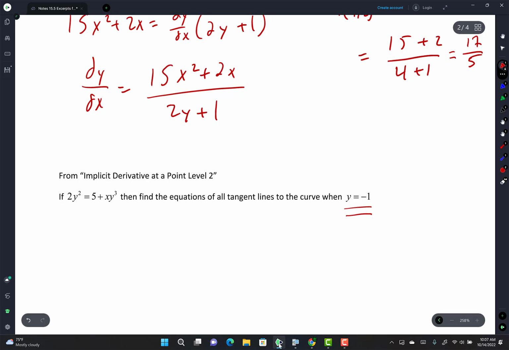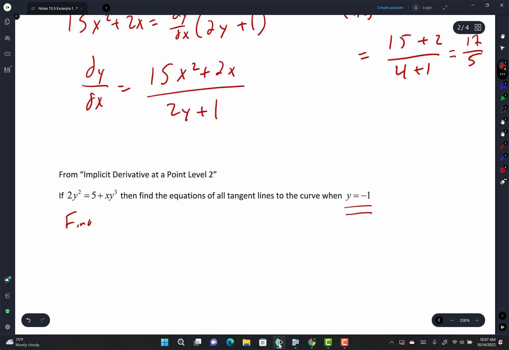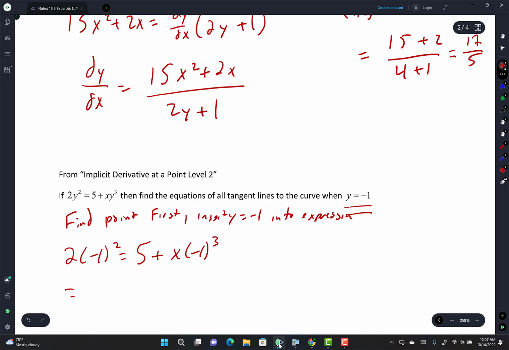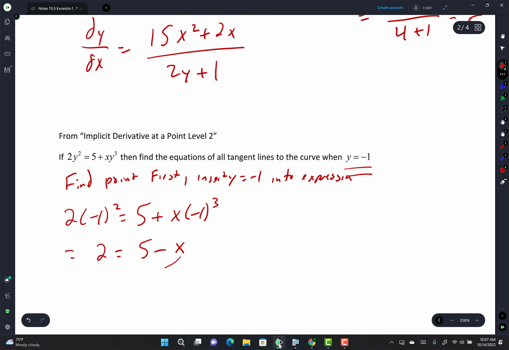What do? Perfect. So I'm going to put find point first. Find point first for good notes. Comma, insert y equals -1 into expression. So here we go. I'm actually curious to see how this curve looks. I'm going to put it on decimals in a little bit. 2 times -1 squared equals 5 plus x times -1 to the third power. So that gives me 2 equals 5 minus x. So I'm going to move the x that way and the 2 that way. So x equals 5 minus 2, so x equals 3.